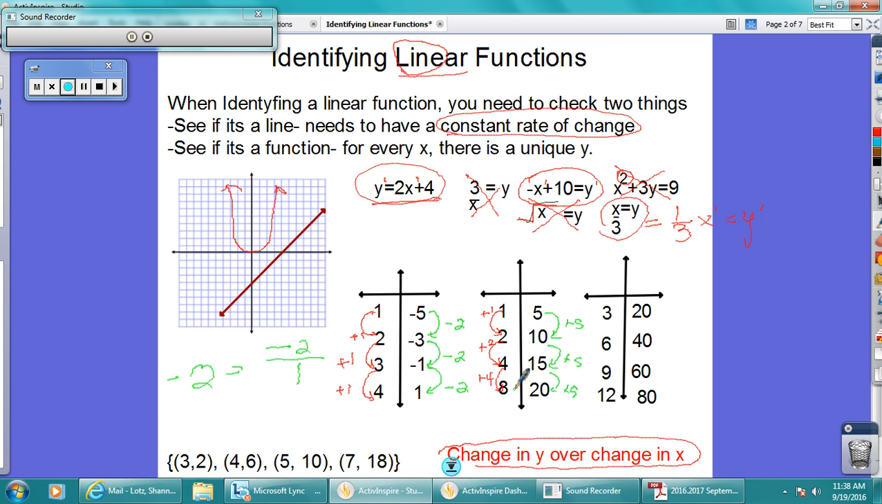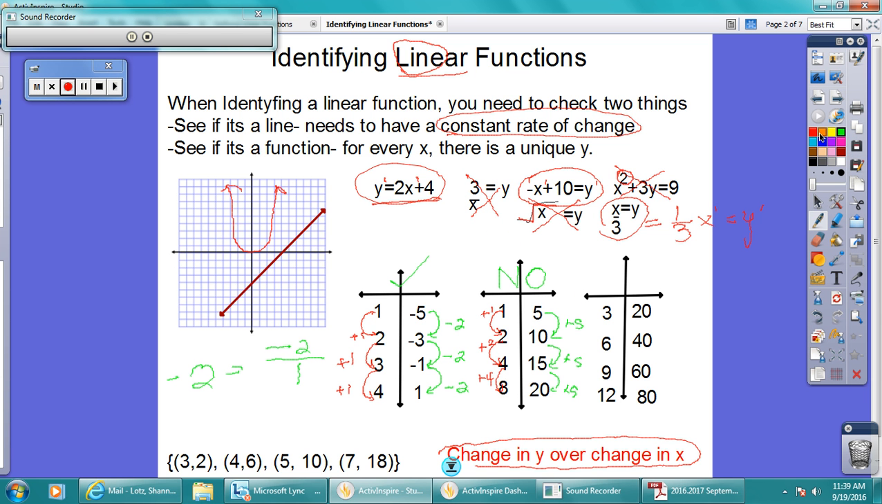So what's going on here? From here to here, we have 5 over 1, the change in y over the change in x. And then here we have 5 over 2. And then here we have 5 over 4. So this is not constant. This is not linear. So this is a big no, not linear. This one's a good check mark.